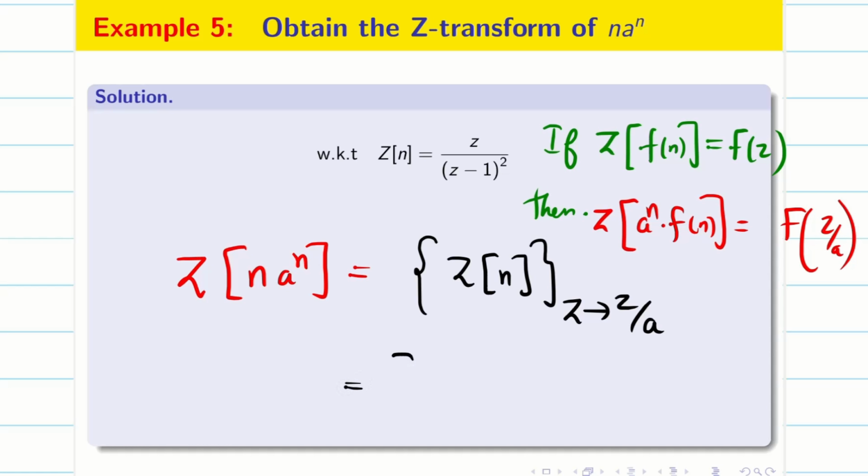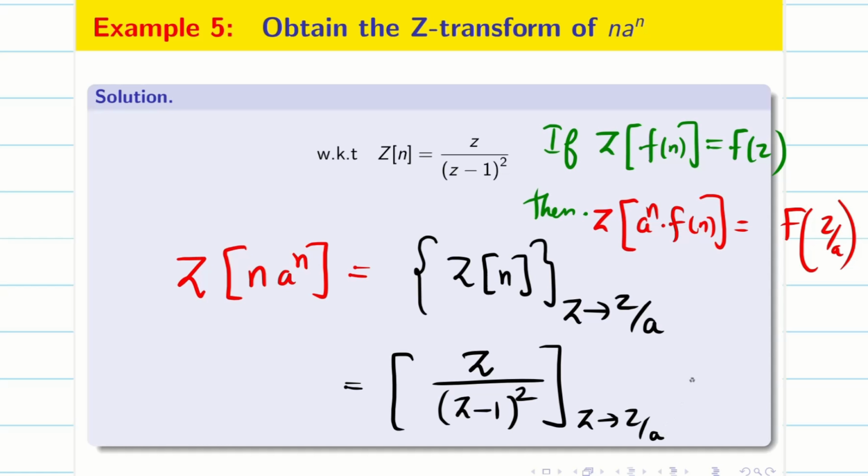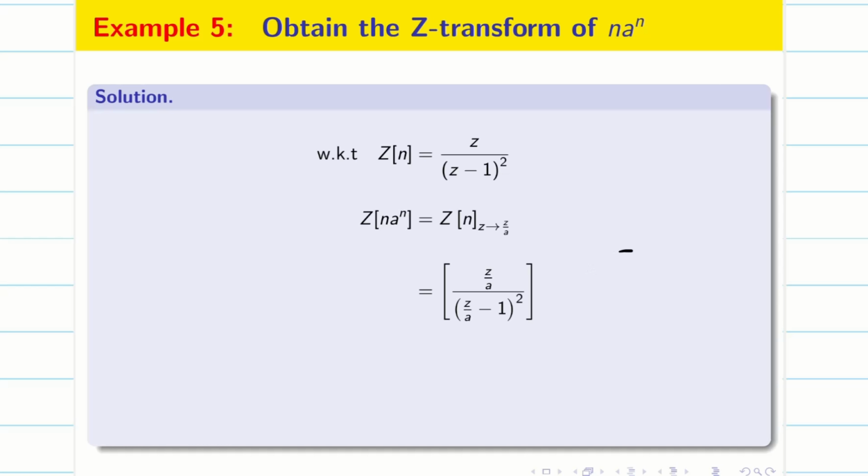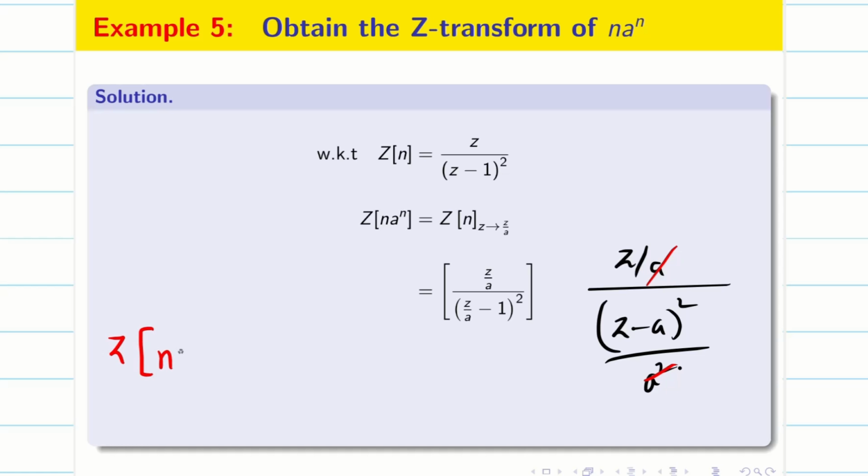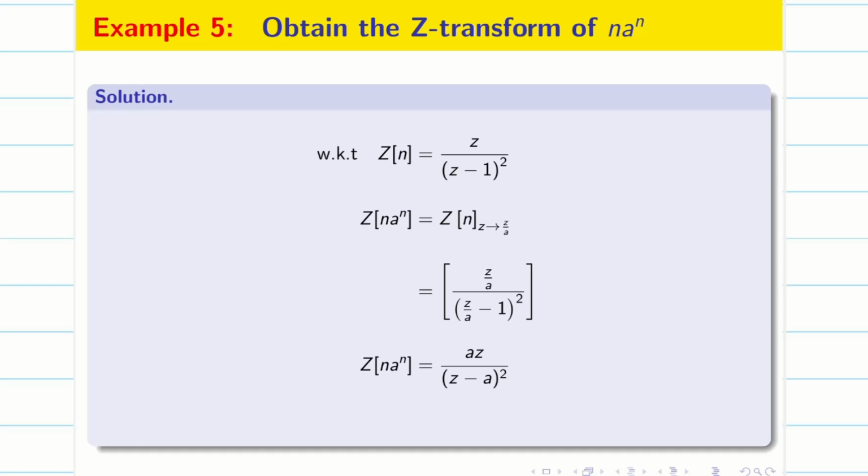And we remember the formula of Z of n. If it is a part B or big question, we have to derive Z of n. Otherwise, just substitute. Z of n is z by z minus 1 whole square. Then z should be replaced by z by a. Therefore, when I simplify, I'll be getting z minus a whole square divided by a square. So a gets cancelled. Your answer is going to be Z of n into a power n is nothing but az divided by z minus a whole square. Very important result for MCQ.